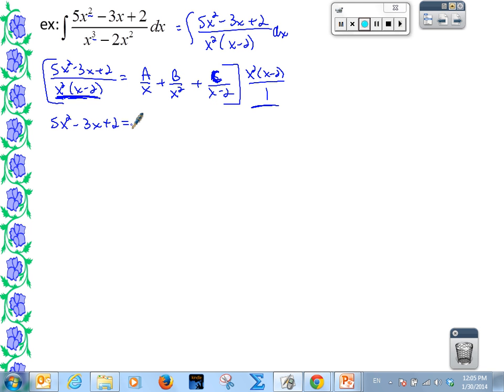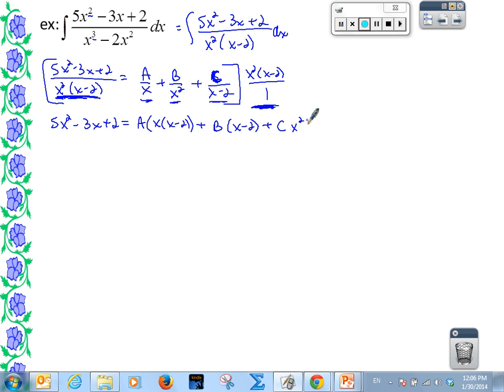Then I take this and multiply it by the second fraction. Notice how I already have an x here, so I'm left with A times x minus 2. The next one, B. As I multiply these two together, notice how the x squareds go away and I'm left with B times x minus 2. Then C: I multiply this term times the original denominator and I'm left with C x squared.